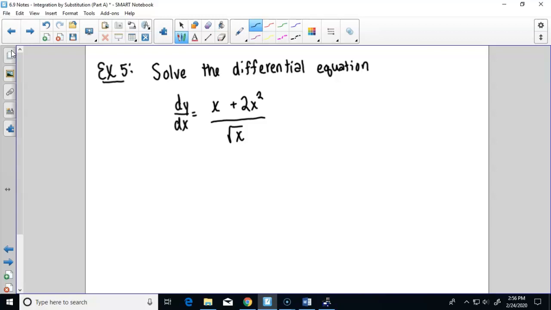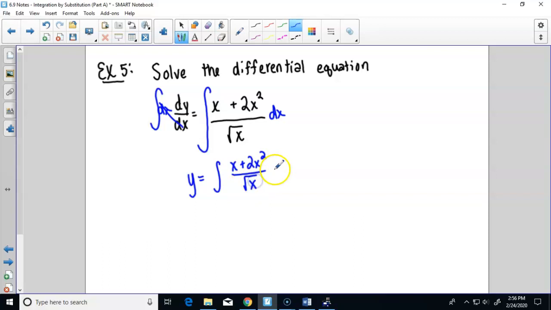So these are really the same type of problems. They just look a little bit different in the way that they ask them, and your textbook does this, so I want to do this here. To solve this differential equation, you would need to multiply both sides by dx, which would cancel your dx over here on the left side, and then you would integrate both sides. And so if you are integrating dy, you just get y, and over here you have the integral of (x plus 2x squared) over the square root of x dx.